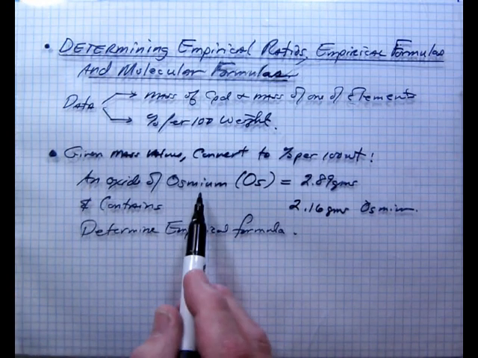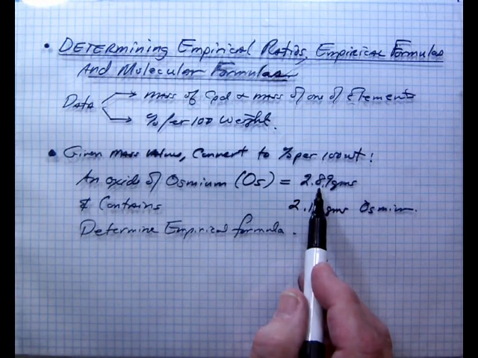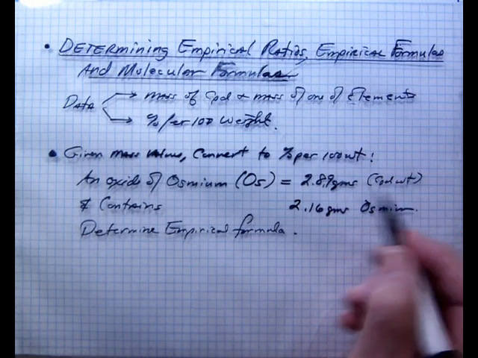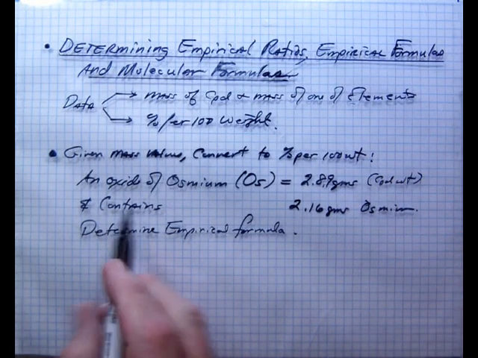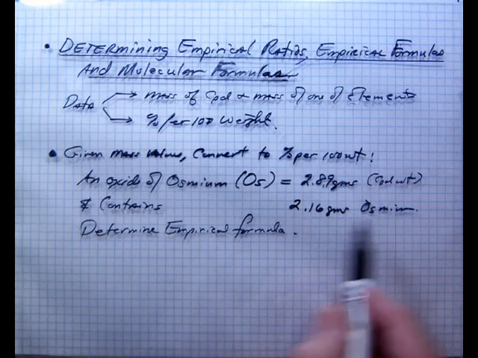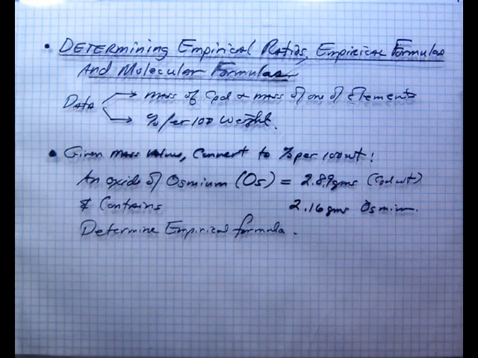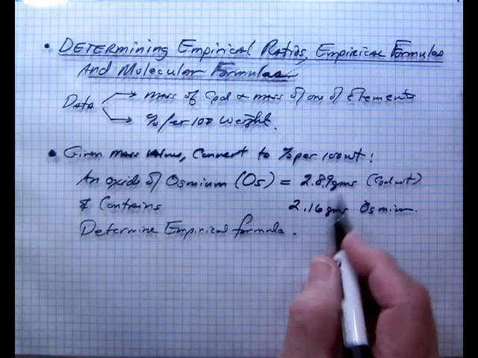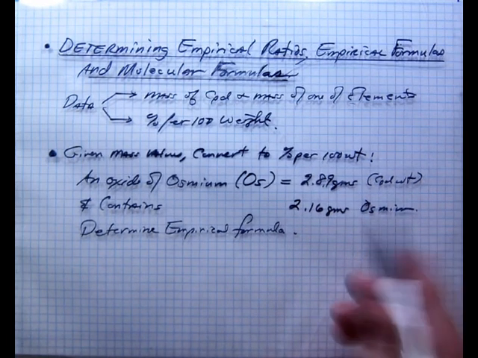An oxide of osmium is given. Just put Os oxide, 2.89 grams. That's the compound weight. So that contains all the elements. Then you're given the mass of osmium. Okay, and then you're asked to determine the empirical formula. To get that empirical formula, you have to convert this to percent per 100 weight. Okay, it is calculated by part over total times 100. That'll give you percent per 100 weight.